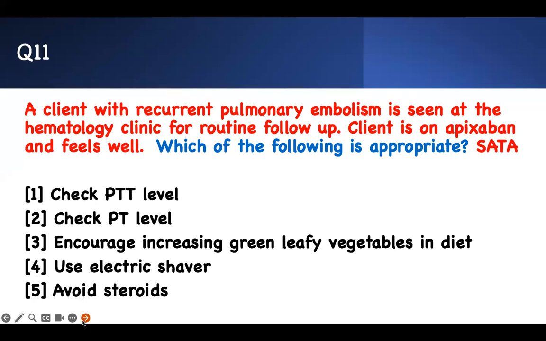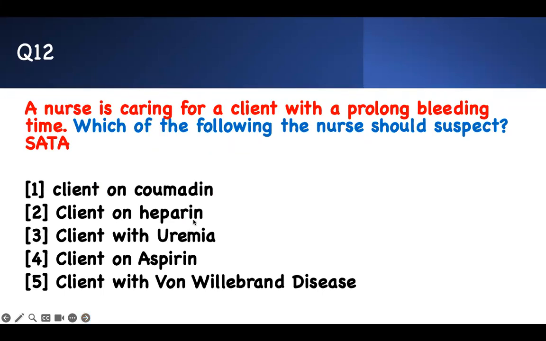Straightforward, right? Number 12, a nurse is caring for a client with prolonged bleeding time. This is really a difficult question. I know a lot of people will choose certain answers. Which of the following should the nurse suspect? Select or apply. The big buzzword is bleeding time. There's a difference between bleeding time and clotting time.